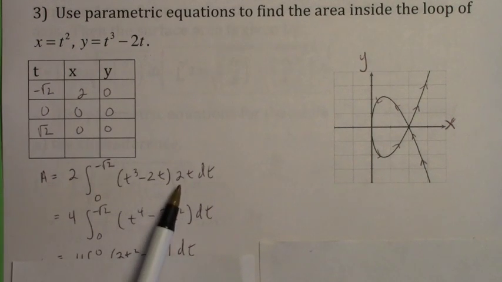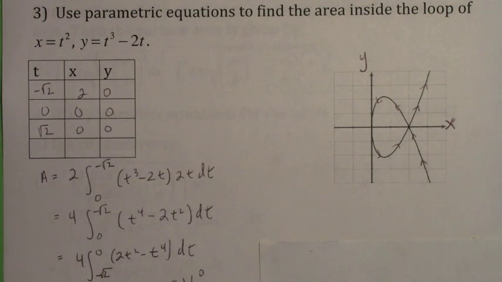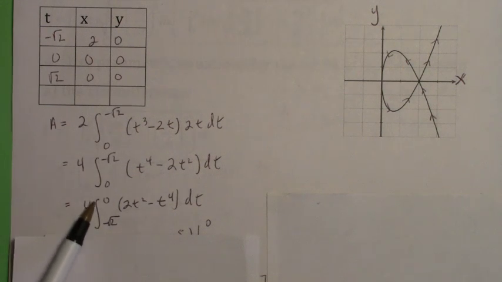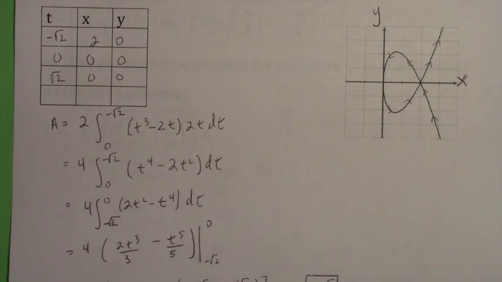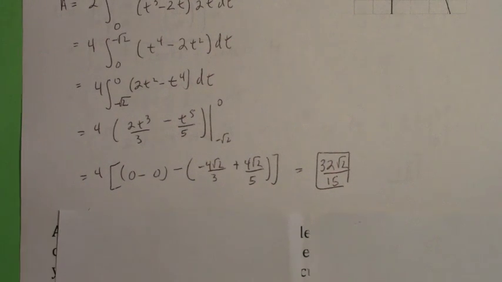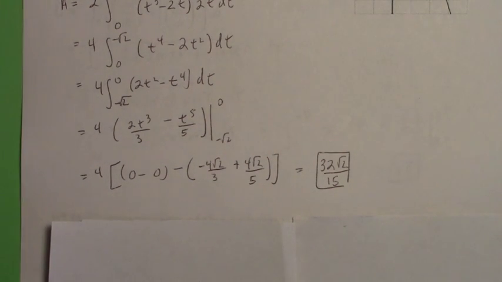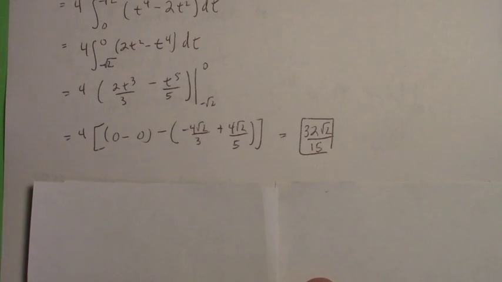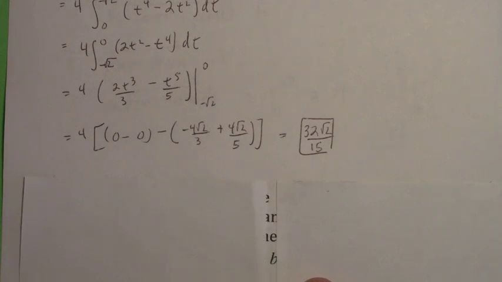I move the 2 out. Then I factored out a negative 1, I believe, and that allowed me to switch these limits of integration. You don't have to do that. It comes out the same. When you integrate, you end up with 32 radical 2 over 15. You can check that. All right, so that's area. Again, it's really important that you get the order right. Make sure you're traversing it from left to right, otherwise dx becomes negative and then your area will be negative.